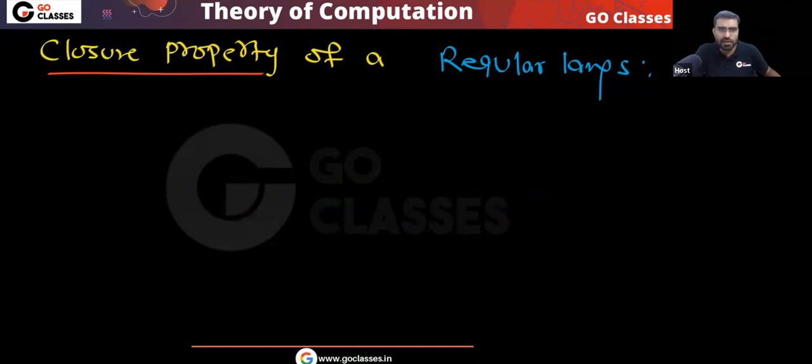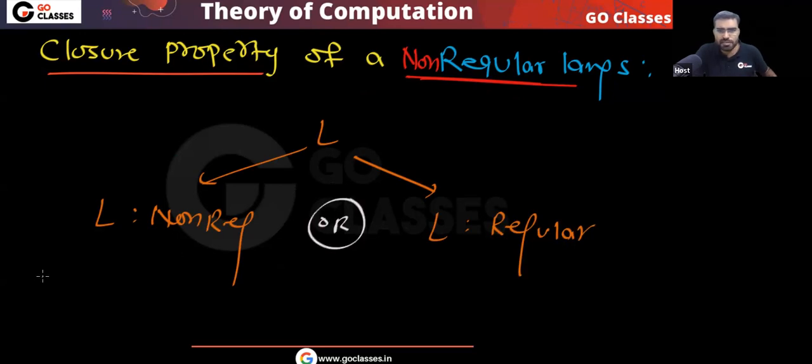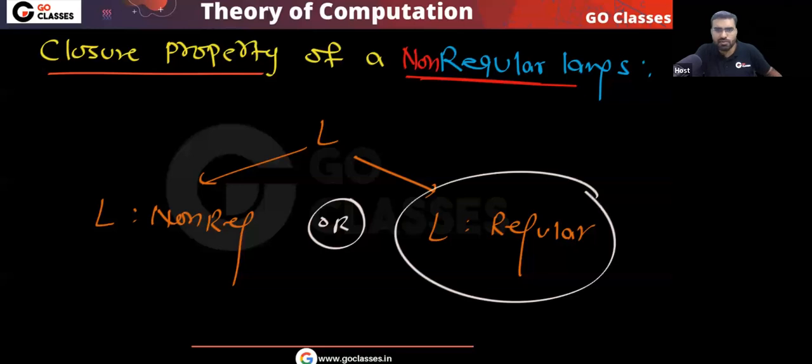Now finally you tell me, when you study closure property of non-regular languages, what will your focus be on? Your focus will be on either this language will be non-regular, or this language will be regular. Yes or no? Agree? Please tell me, is this clear? Either the language will be non-regular or the language will be regular.